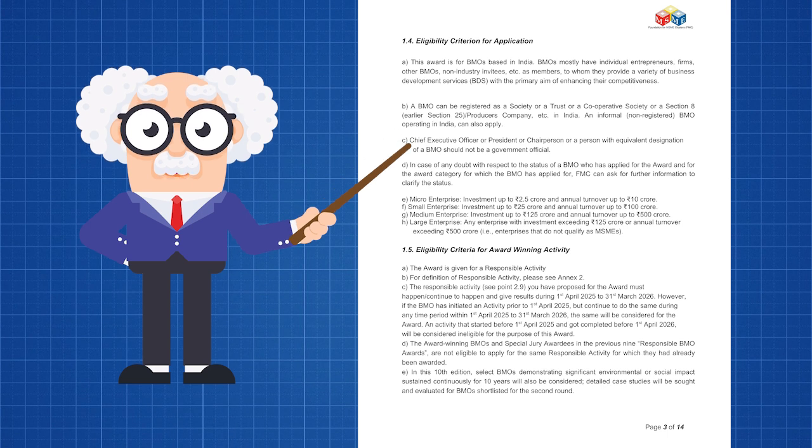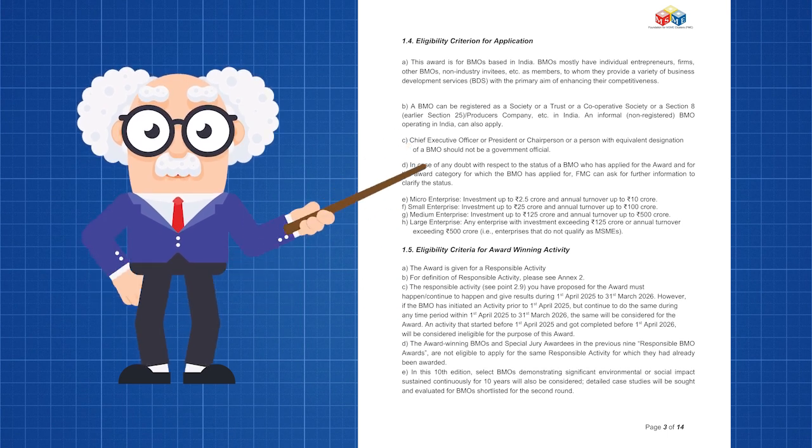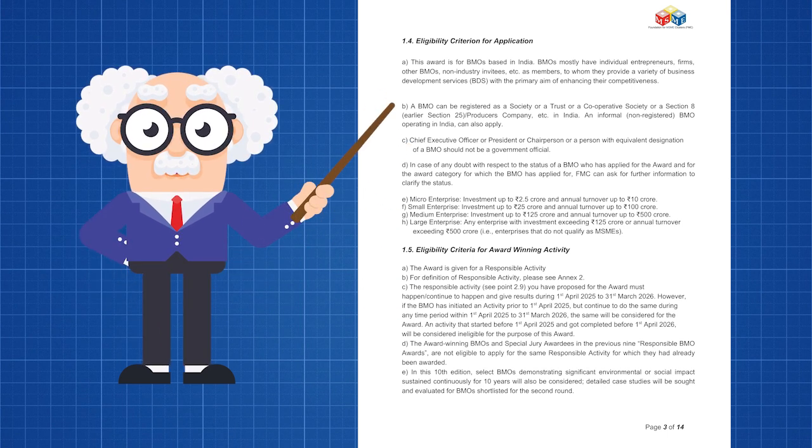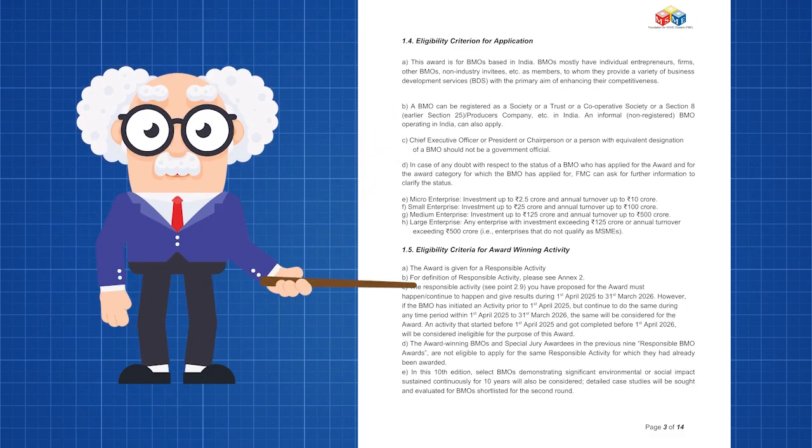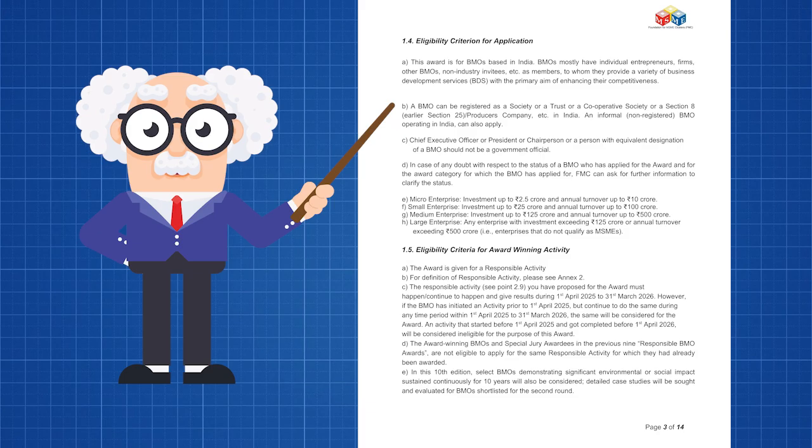their competitiveness. Second, your BMO can be registered as a society, a trust, a cooperative society, a Section 8 company, earlier known as Section 25 company, or a producer's company. Even informal, non-registered BMOs operating in India are eligible to apply.